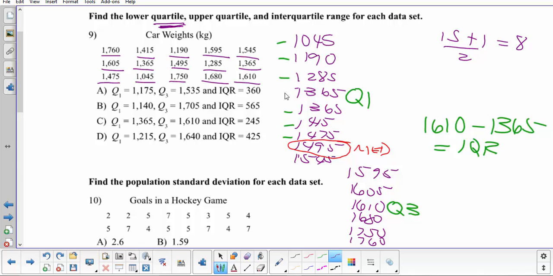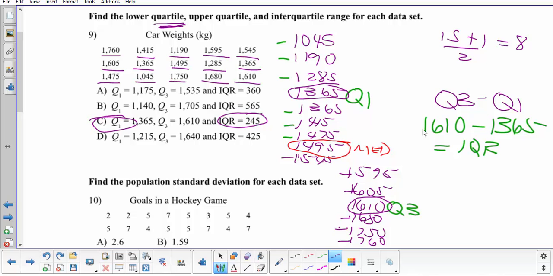So working my way back and forth, I found the middle was here at 1,365. Doing the same thing for the top half of the data, one on the top, one on the bottom, top, bottom, top, bottom. It means 1610 is in the middle, and that's our Q3. Looking at our choices, we have 1365, 1610. That option only happens once. IQR is the interquartile range. We get that by subtracting Q3 minus Q1. 1610 minus 1365 would be 245.